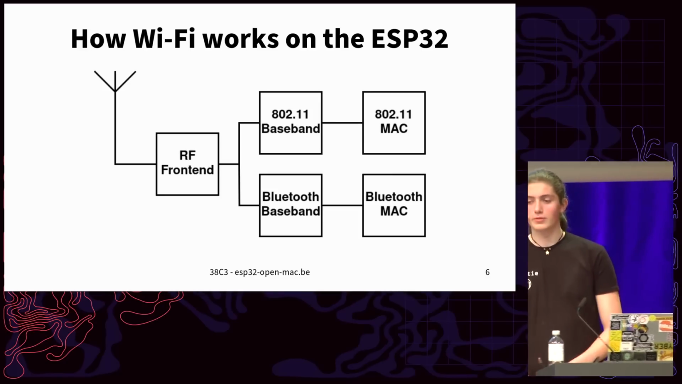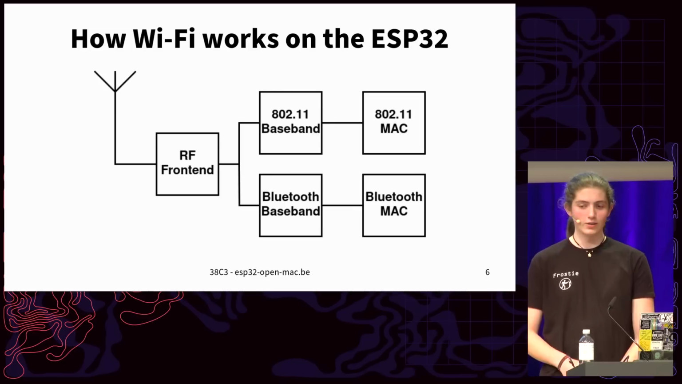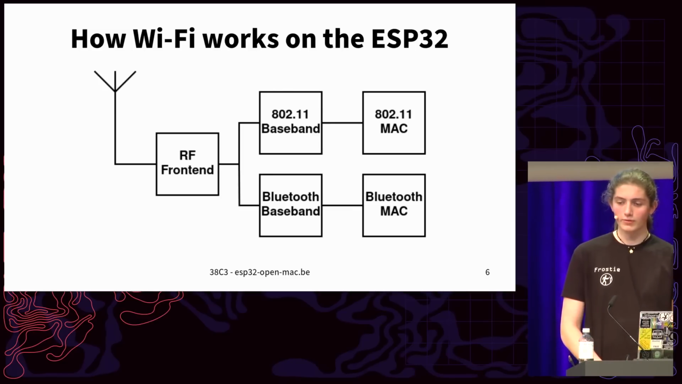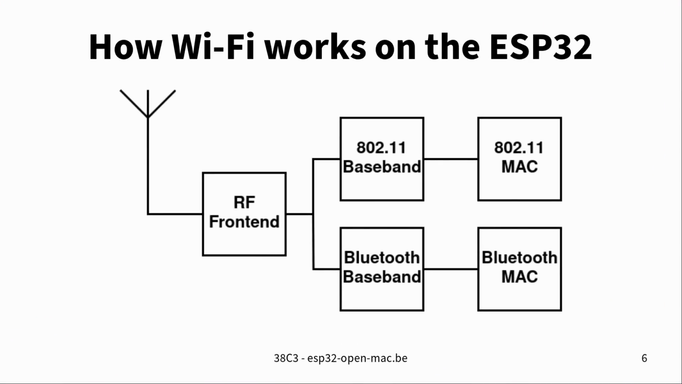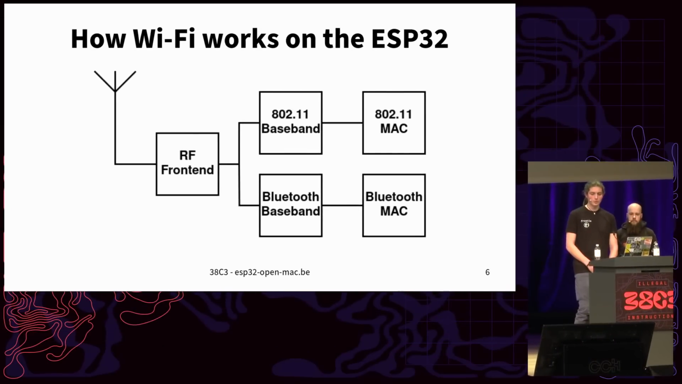How Wi-Fi works in the ESP32. This is a diagram I made. It's just the hardware of the ESP32. And on the left, you have the antenna, which is connected to the RF front end, which does all of the high-frequency stuff and converts the digital signal that arrives from the basebands to an analog signal and in reverse for receive.